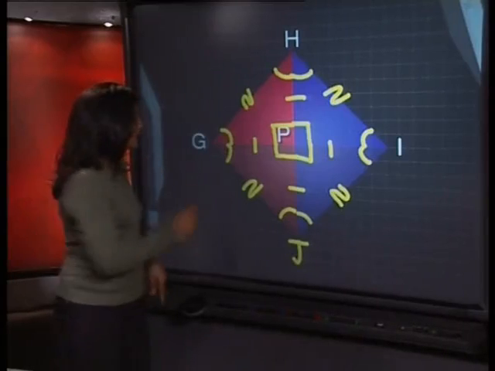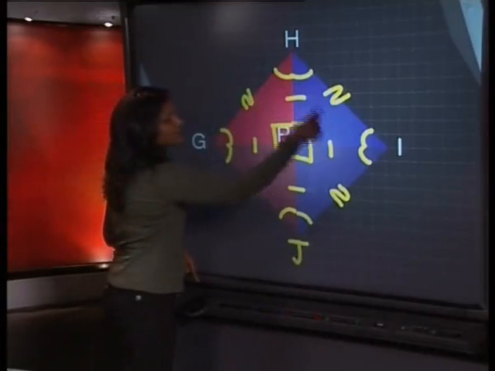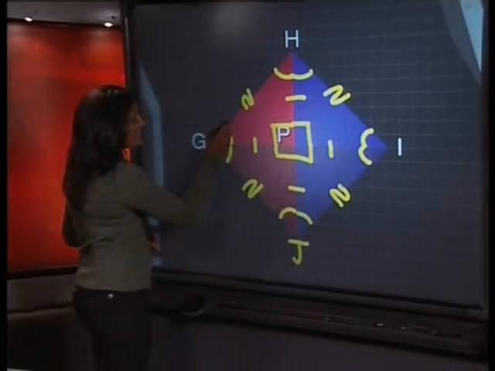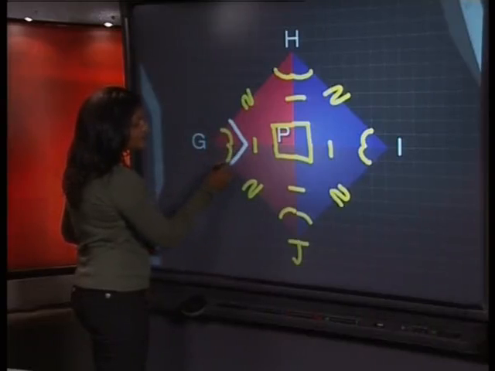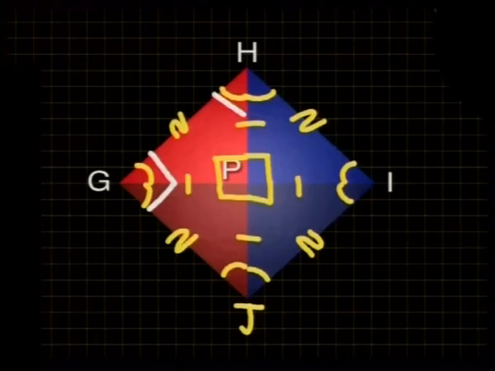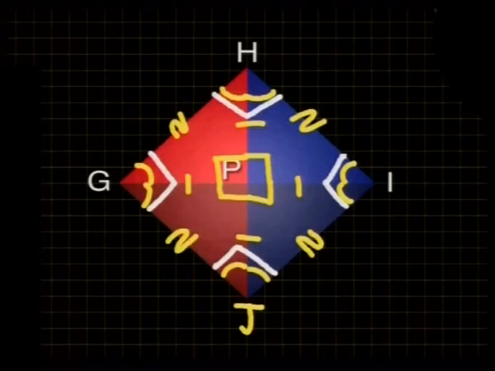That's easy. Each of these angles here are 45 degrees. That means the entire angle at G is 90, 45 plus 45. The entire angle here at H is also 90. The same is true for I and J. That's what we expected in a square.